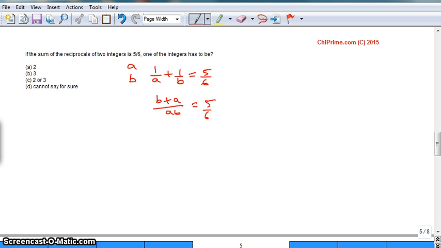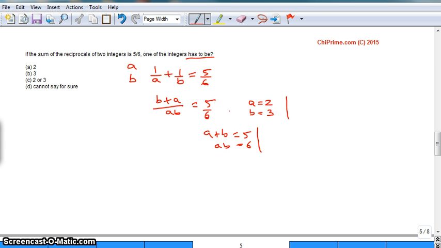Now, this is a little bit of a tricky question. It's tricky in the sense that the uninitiated student might actually look at the options here, 2 or 3, and conclude that a or b has to be equal to 2, and the other one has to be equal to 3. Because when a is 2 and b is 3, a plus b is equal to 5, and ab equal to 6. And this is where you could potentially make a mistake, because the question asks one of the integers has to be, and that is the key.